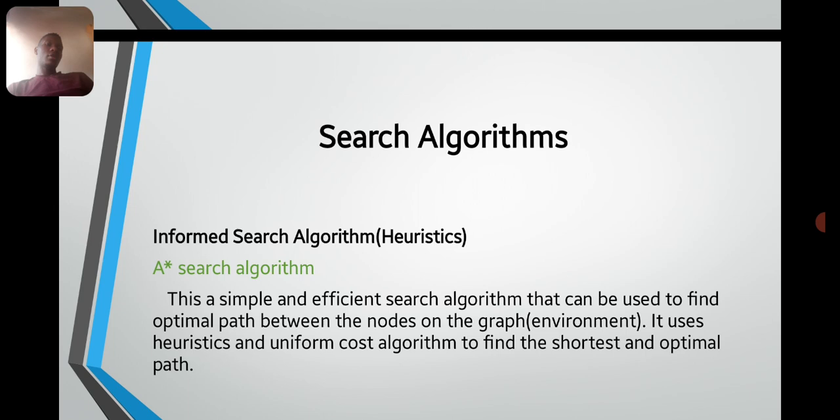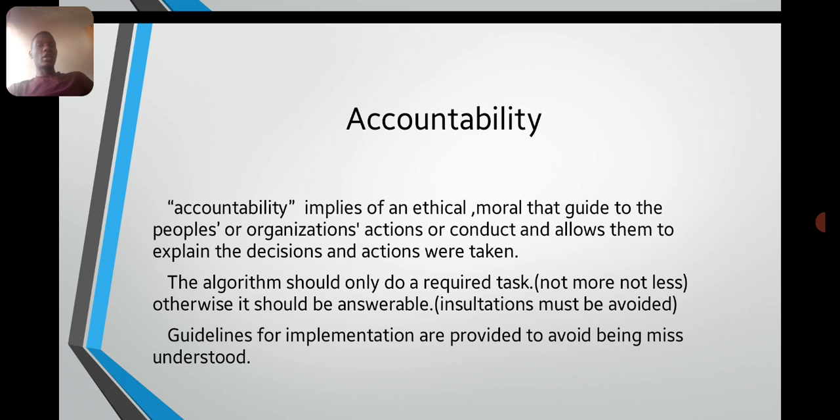But finally, I would like to take you through the accountability. Accountability implies that whatever you develop, whatever your model is going to do, you're accountable for it. So it should be well trained and let it do what it's supposed to do, not less, not more, and it shouldn't violate any rule. Like, it should be in a range.